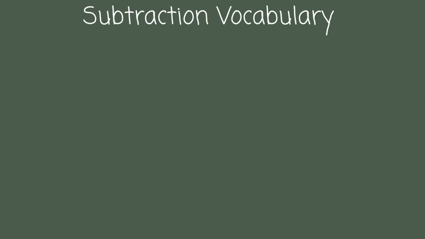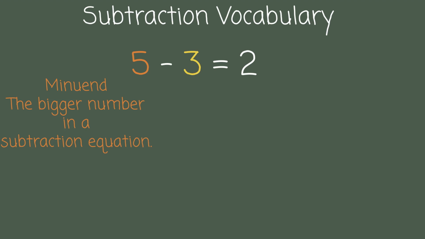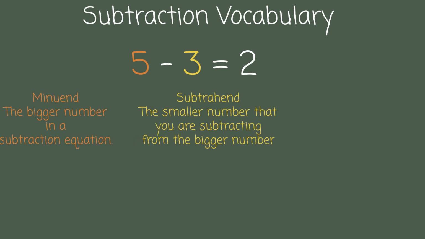In subtraction, things are different. Each of the numbers being subtracted has a different name. In the equation 5 minus 3 equals 2, the bigger number, 5 in this example, is called a minuend. The smaller number that you're taking away from the bigger number is called a subtrahend. 3 is the subtrahend in this equation. The answer of a subtraction equation is called the difference. 2 is the difference when you subtract 3 from 5.